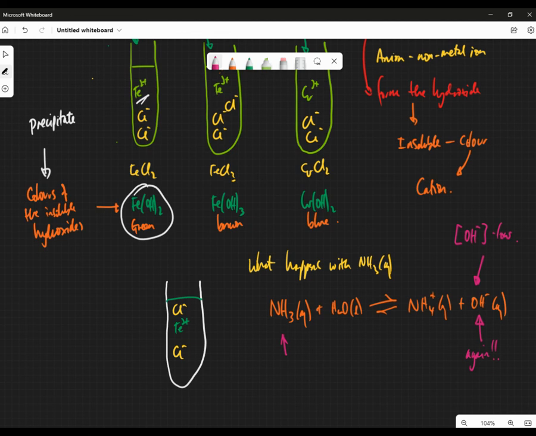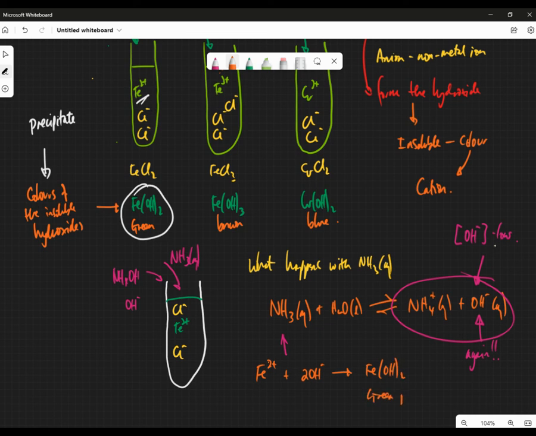All right, so basically, if I add ammonia to this solution, now we say NH3, but we're actually adding ammonium hydroxide. So I should say NH4OH. But it's not the ammonium ion that does anything, it's the hydroxide ion. So it does exactly what it does with the NaOH. So we have Fe2+ ions in solution. They react with the hydroxide ions from the ammonium hydroxide, and you get the green precipitate again. And this is a green PPT.